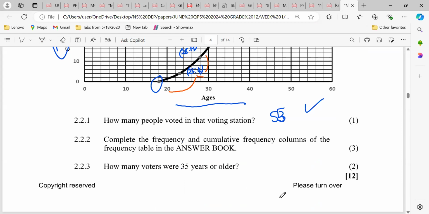how many voters were 35 years or older? So we want people who are 35 years or older.